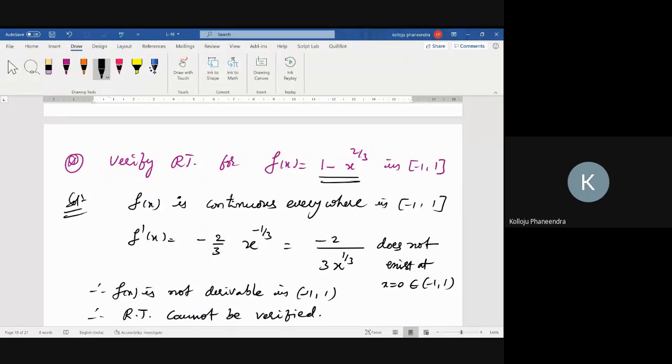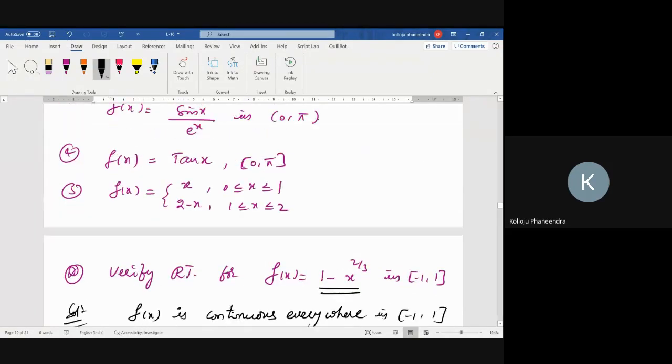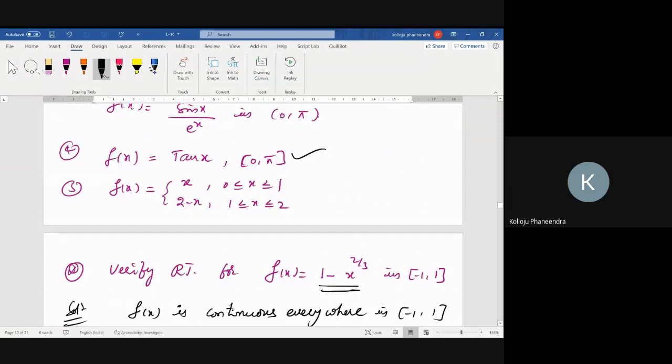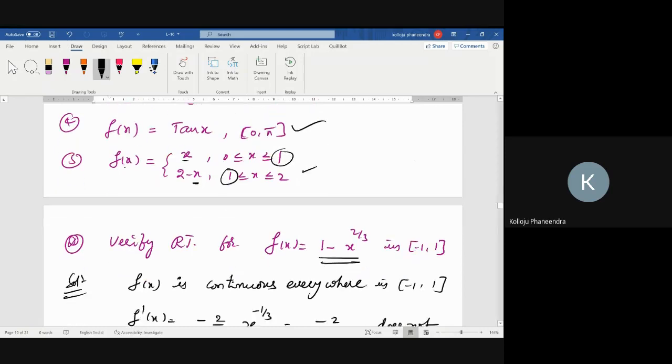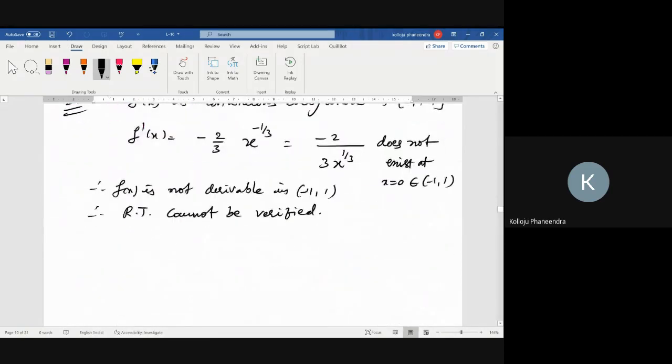I think for this problem also, tan x, it is not verified. And coming to this, at x equal to 1, what is the left limit value? 1. What is the right limit value? 1. Both are the same. But coming to derivability, f dash x is 1 here and f dash x is what here? Minus 1. So differentiability fails here in the 5th question. Okay, you write clearly step by step.